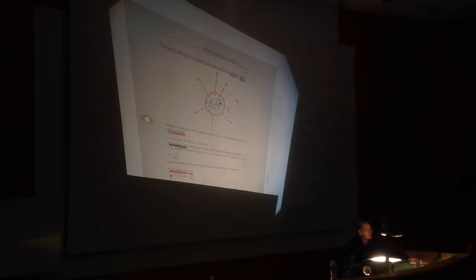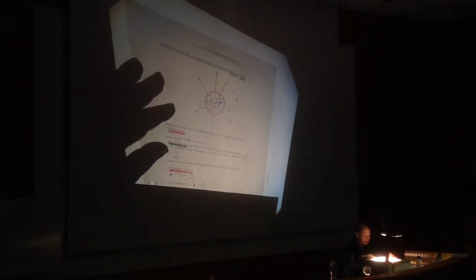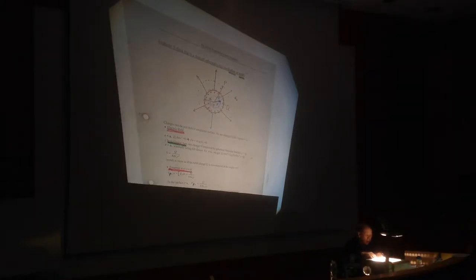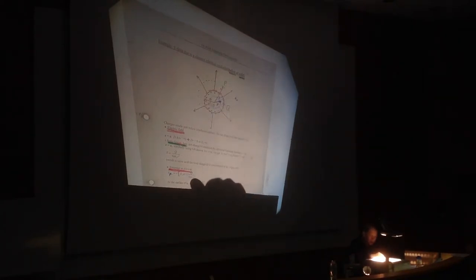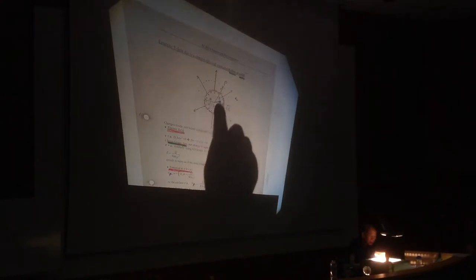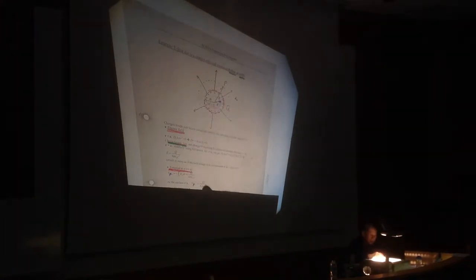But notice how we do it. First, we have to derive the field in two regions. What was the field at point P? But P is outside. Now, the next question is, what would be the potential at the surface of the charge, r equal to a? This is valid for r greater than or equal to a. Put r equal to a. The potential at the point a is Q over 4 pi epsilon a.